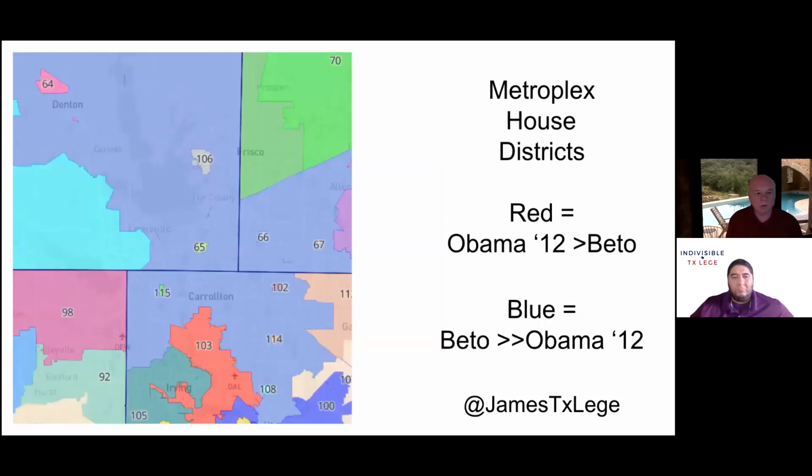And so that's Houston. The Metroplex, there's an area that's north of Dallas, where Denton County and Collin County and northern Dallas County all come together. That was another group of districts that trended toward Beto: 64, 65, 106 in Dallas and Denton County, 66 and 67 in Collin County, and then 4 districts in Dallas County, 102, 108, 114, 115. Those all trended heavily for Beto.